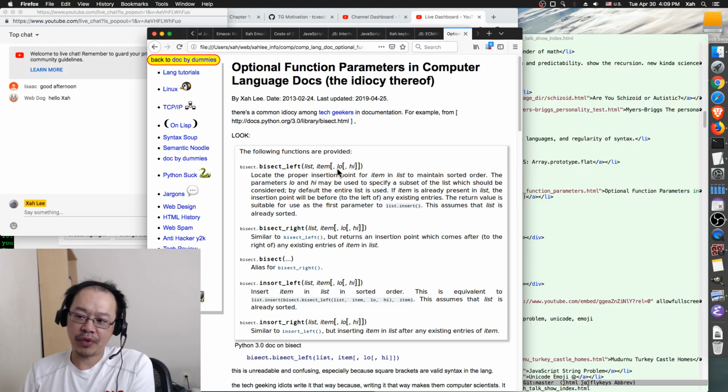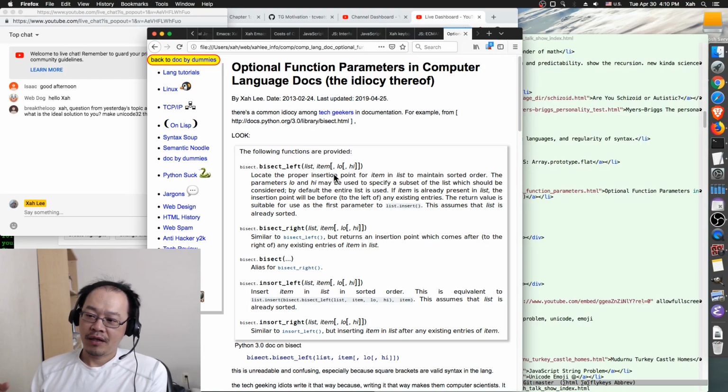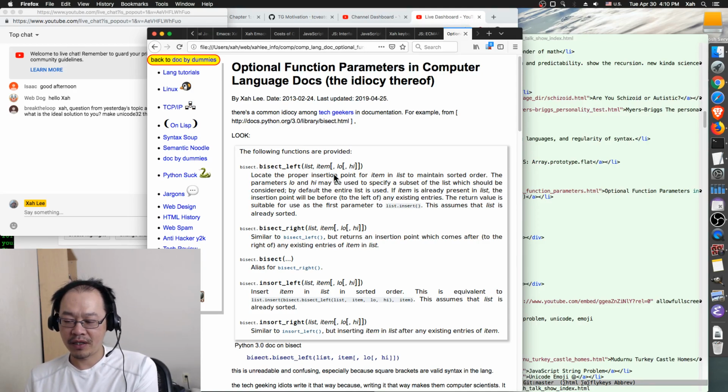Now, some are required, some are optional, right? So the first argument is a list, comma, that is required. Then it says item. Okay, so that's a second argument, which is also required. Then it puts a square bracket. Then inside the square bracket, you have a comma, then something. What that means is that the third argument, and so on, is optional.